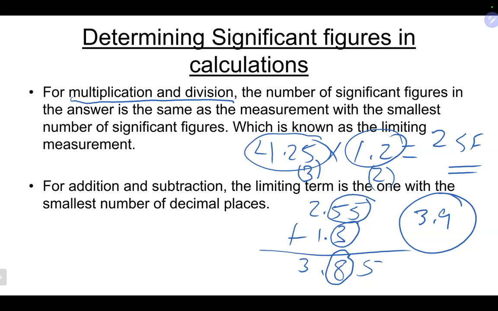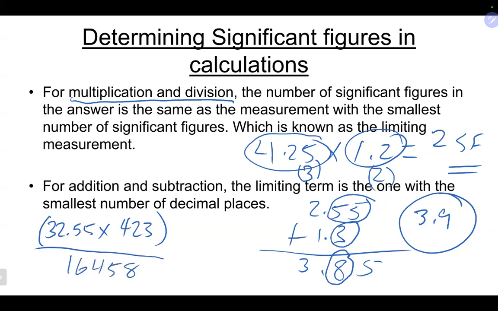So if you have 32.55 times 423 divided by 16458. In this particular case, math-wise, we would do what's on top there, and we're multiplying. So we have 4 significant figures on the left, and 3 significant figures on the right. So technically 3 significant figures is how much the top part of that calculation should have.